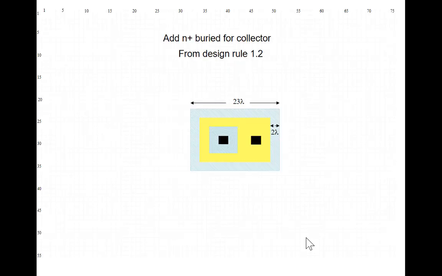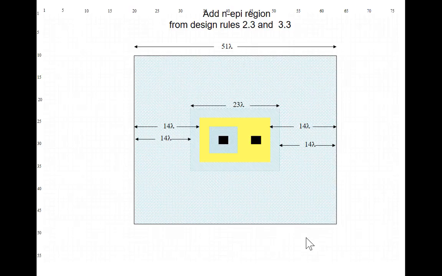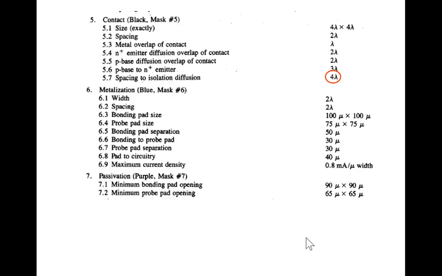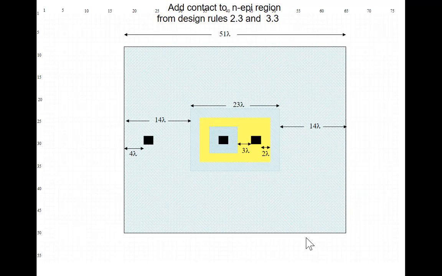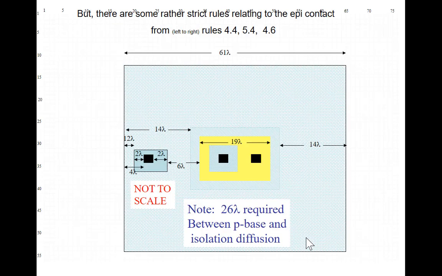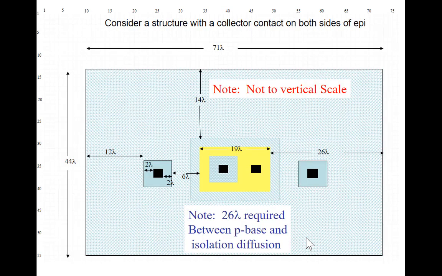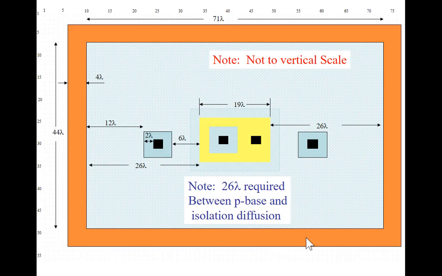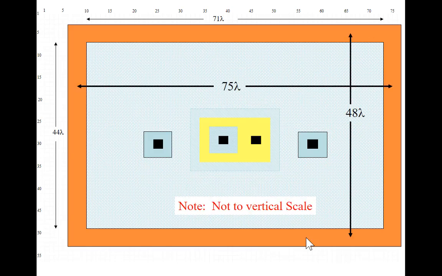And if you go back to the design rules, let me step ahead. I don't have the isolation diffusion around. Here we've got the whole transistor. So if you surround the emitter by a base, by a collector, by an isolation diffusion, you see it's 75 lambda by 48 lambda for a minimum size bipolar transistor.